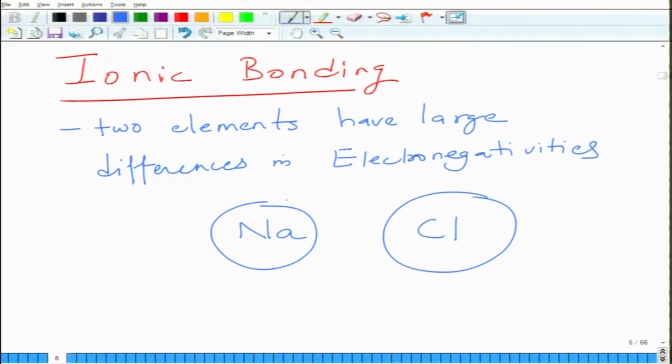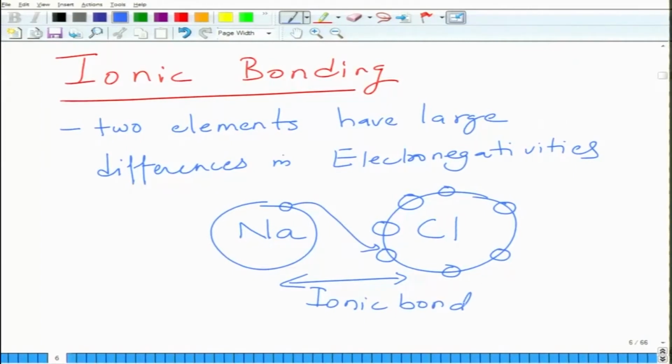Sodium has one extra electron in its outer shell, okay. Chlorine has 7, and 7. So, to complete its 8 electrons, it borrows 1 electron from this side. So, that sodium becomes stable, chlorine becomes stable, and the bond formed between the two of them is called an ionic bond.